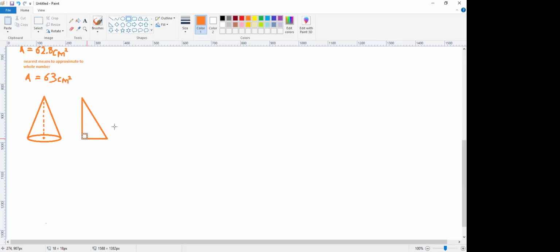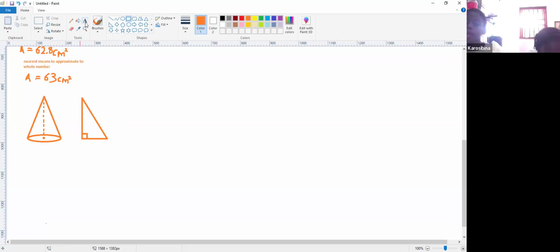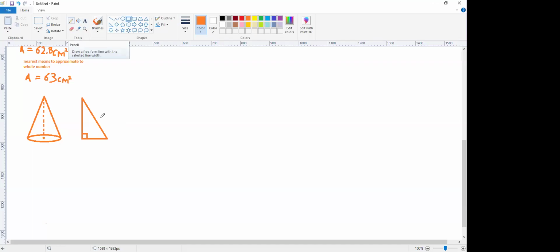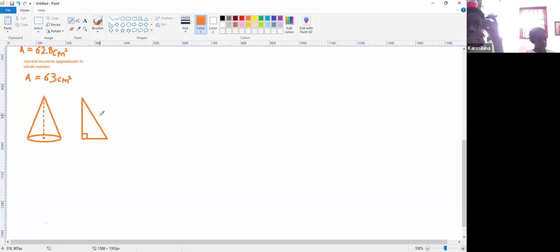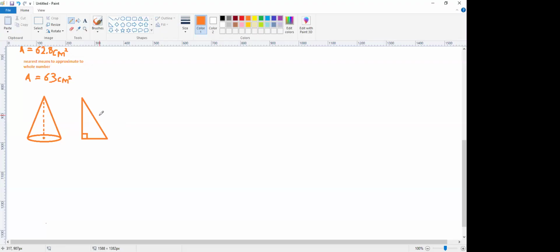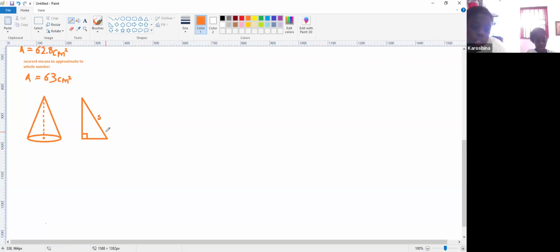Now, you see that the question was asking us for something called slant height. Do you remember the question saying something about slant height? Yes, sir. That slant height, let's call it S. The S is the slant height, and that S is the hypotenuse of our right angle triangle. Do you remember? Yes, sir.